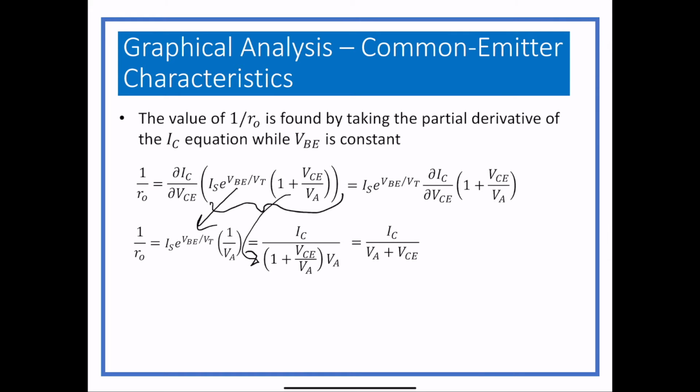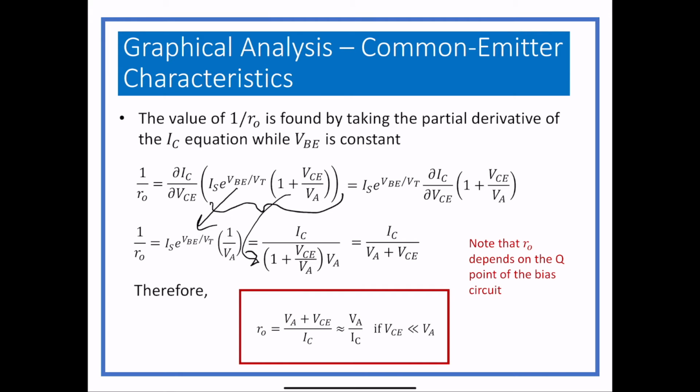In fact, if you have VCE a lot less than VA, you can calculate it pretty much exactly the same as you did with MOSFETs. You're just using collector current rather than drain current. I pretty much every semester ask a question that deals with that, and some people use the exact and some people use the approximate, so there are always going to be two technically correct answers.